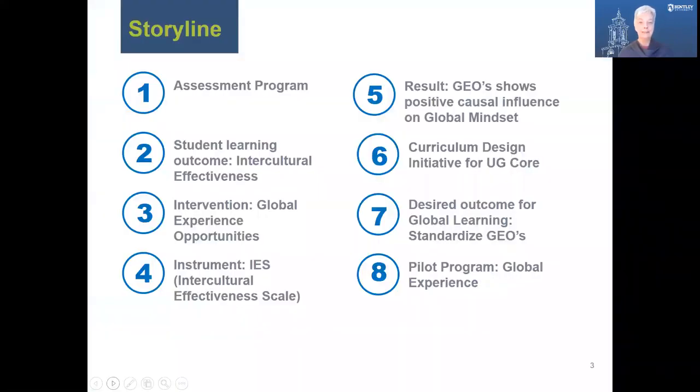So the storyline is that Bentley began assessing learning outcomes many years ago and has had a fairly robust assessment program. We have always been interested in intercultural effectiveness as a learning outcome and understand that global experience opportunities are one facilitator, hopefully, of those outcomes.